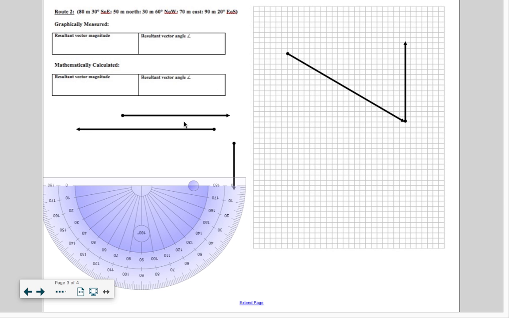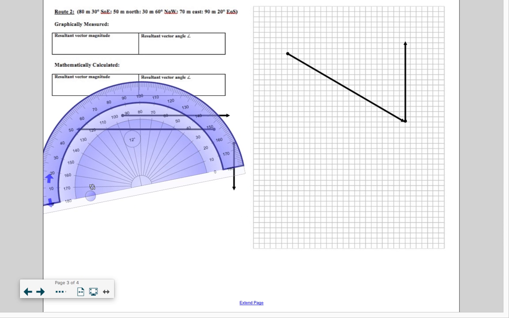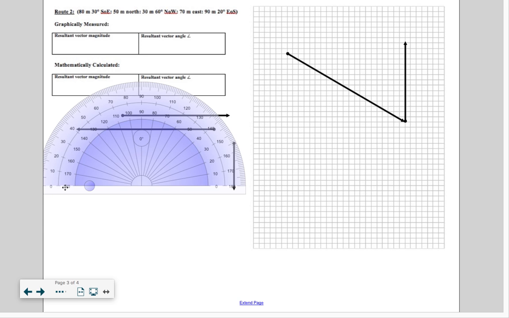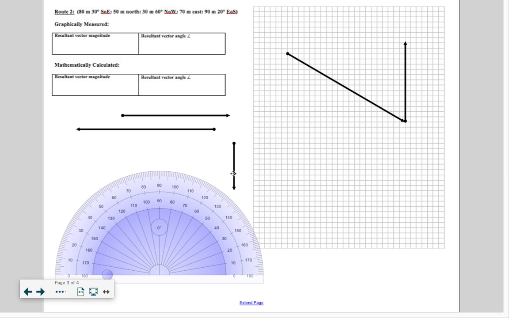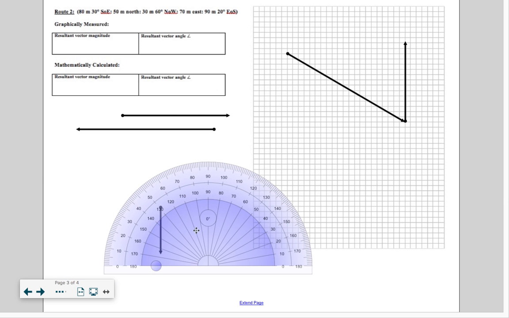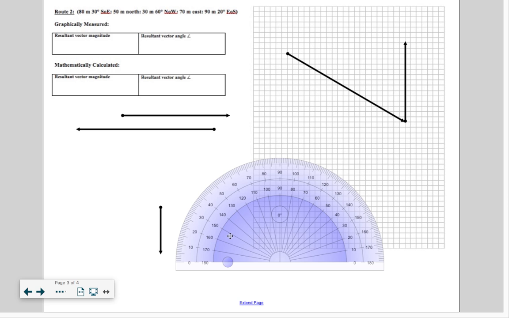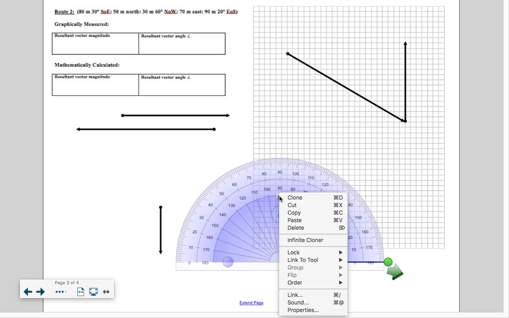All right. Then we're doing 30 meters, 60 degrees north of west. So this thing needs to be rotated. We're going north of west, so I want the flat spot to be on west, so I can go north of west. And let's go ahead and slide this down here. Apparently that's behind. Let's send that to back if I can.